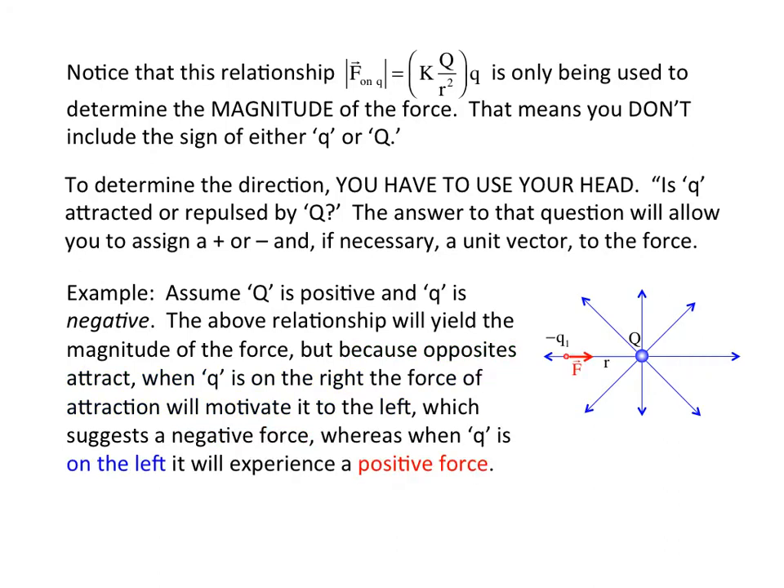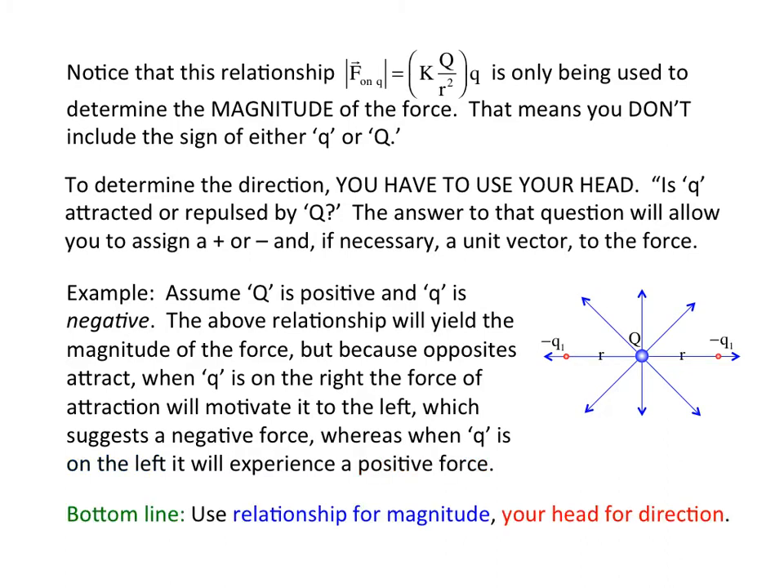On the other hand, if the charge had been R units to the left of the field producing charge, again, you would have had attraction between the opposite charges, but in this case, that attraction would have motivated q to be pulled to the right in the positive i direction. And so in that case, this would have been the magnitude once again, but the unit vector associated with the force would have been plus i. Bottom line, you use the relationship to figure out the magnitude of the force. You use your head and whether you're looking at an attraction or repulsion between the charges to figure out the direction relative to the coordinate axis you're dealing with of the force.